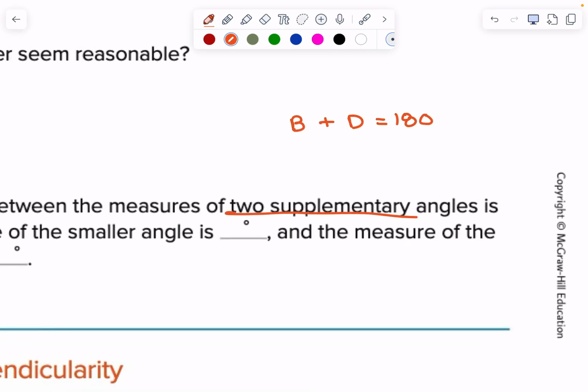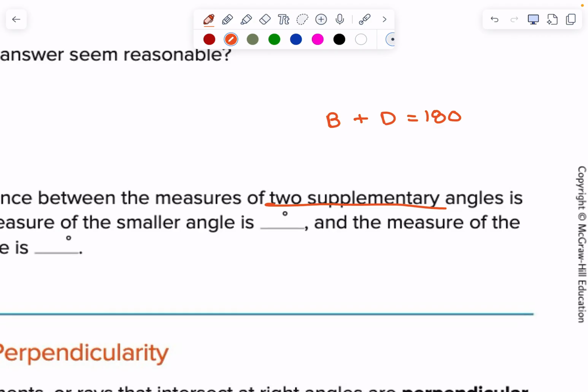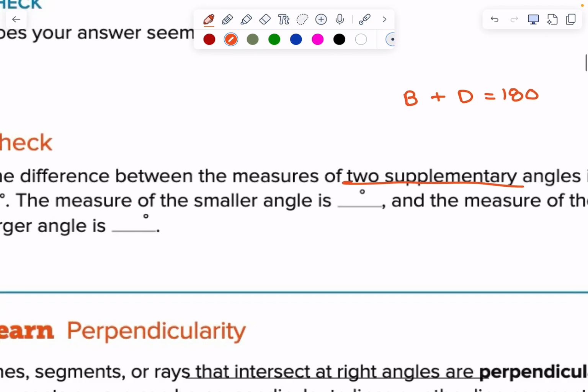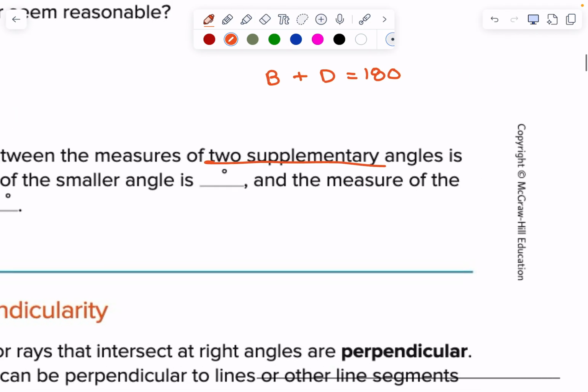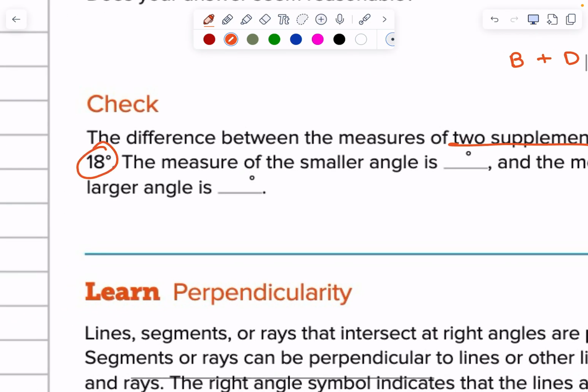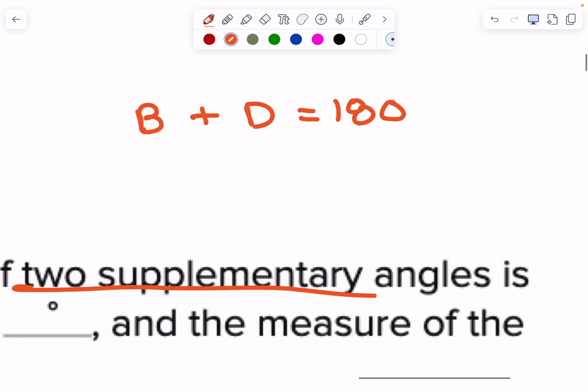We know that if they're supplementary, Bob plus Deborah, and I haven't even got through the first sentence yet, but I have 2 angles and they have to add up to be 180, right? Because they're supplementary. It says the difference between the 2 measures is 18 degrees. So B minus D equals 18. Which one's bigger in that case? Bob is bigger than Deborah, right? The difference between them is 18 degrees.